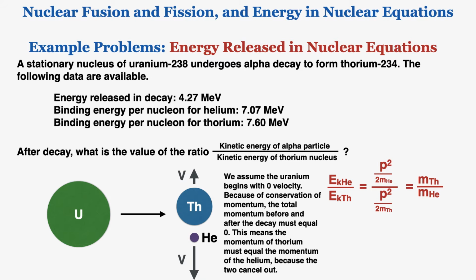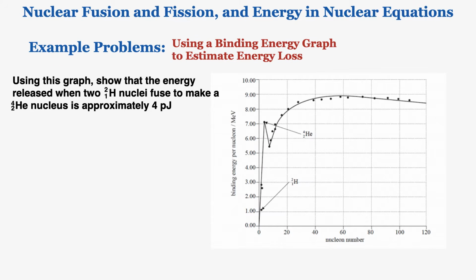And because the difference in mass between protons and neutrons is so small, I can just count the number of nucleons for now and say the mass of thorium is 234 nucleons, the mass of helium is 4 nucleons, so that means that the ratio is 58.5. So that's how you would solve that problem.